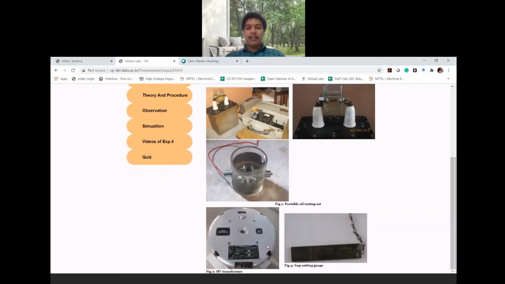Then another thing we have is, as you can see, this is our transformer. This is the high voltage transformer. From the top view, you can say that it is like a column. Then we use this cell along with this high voltage transformer. So these are the two ways in which we conduct the transformer oil breakdown test.